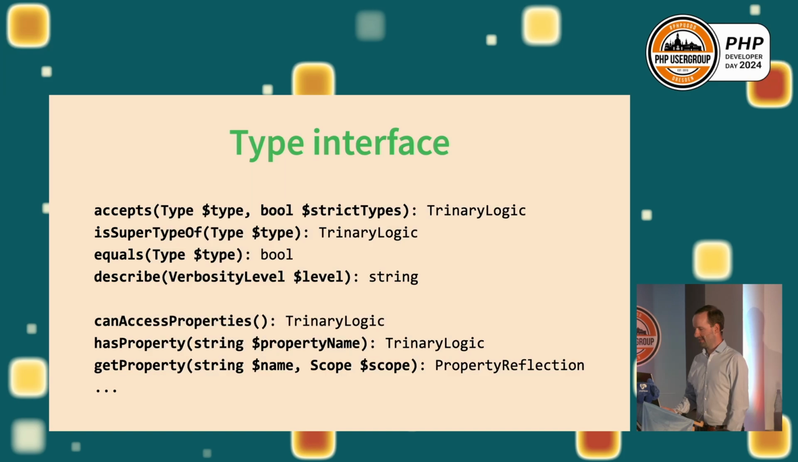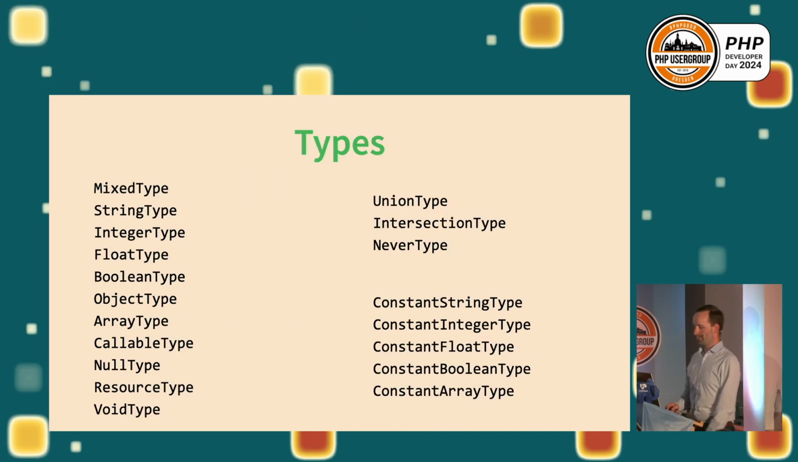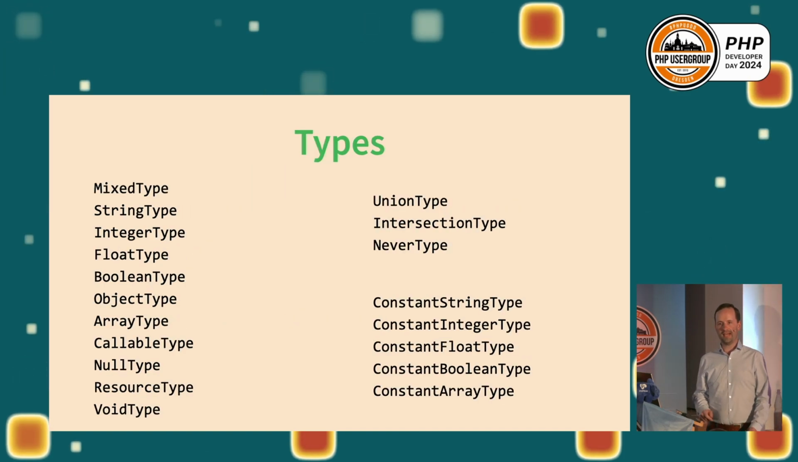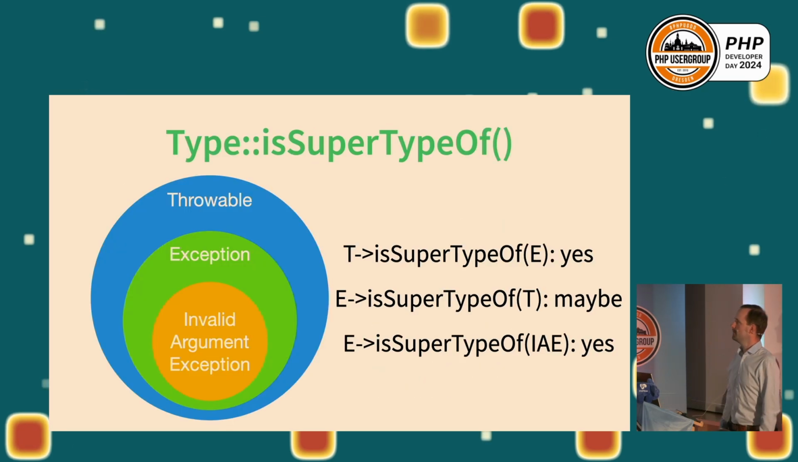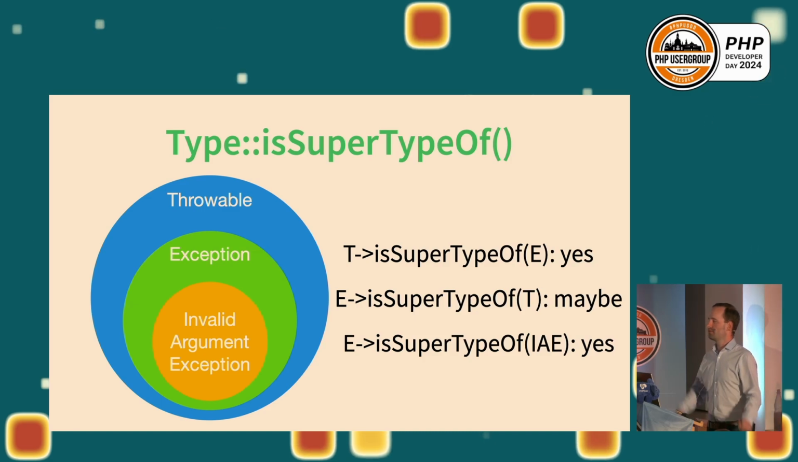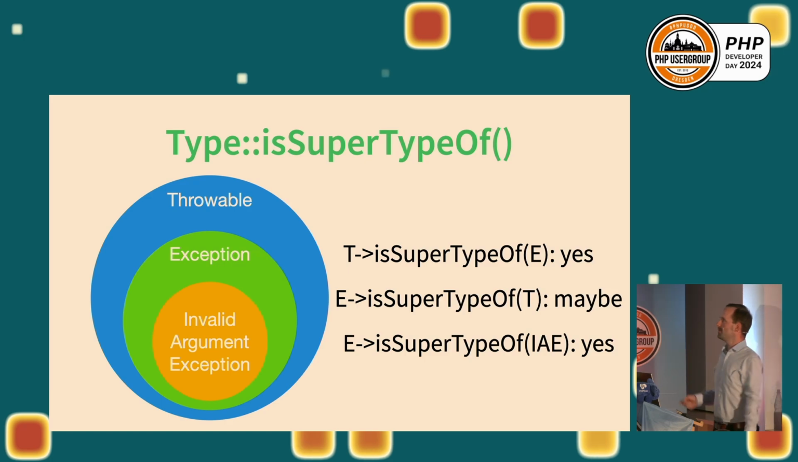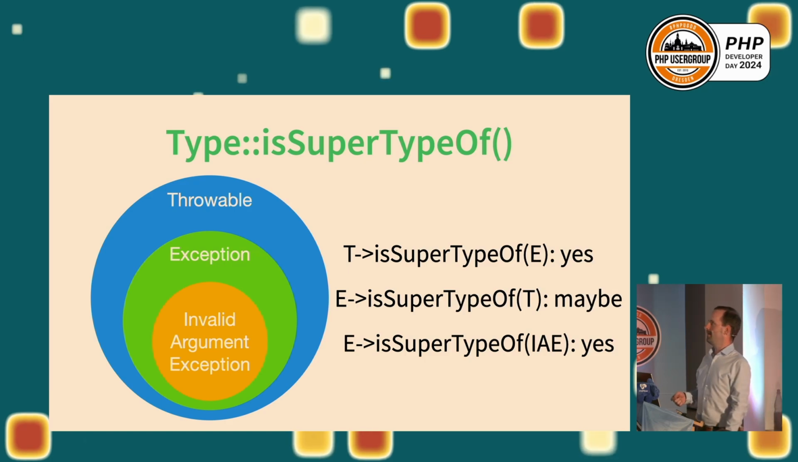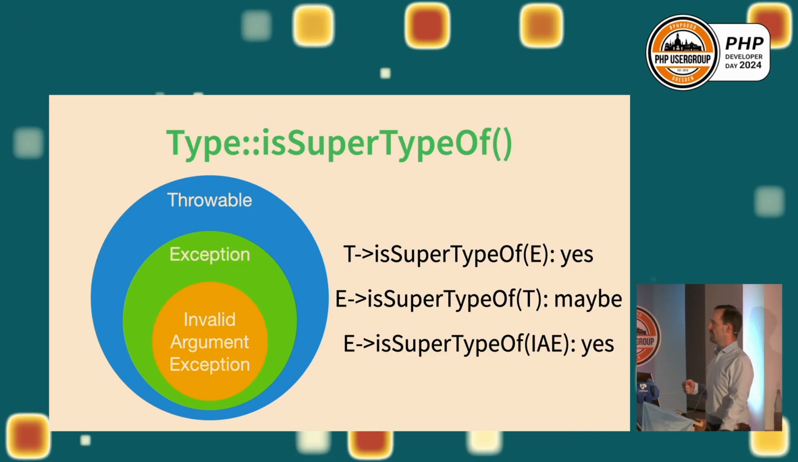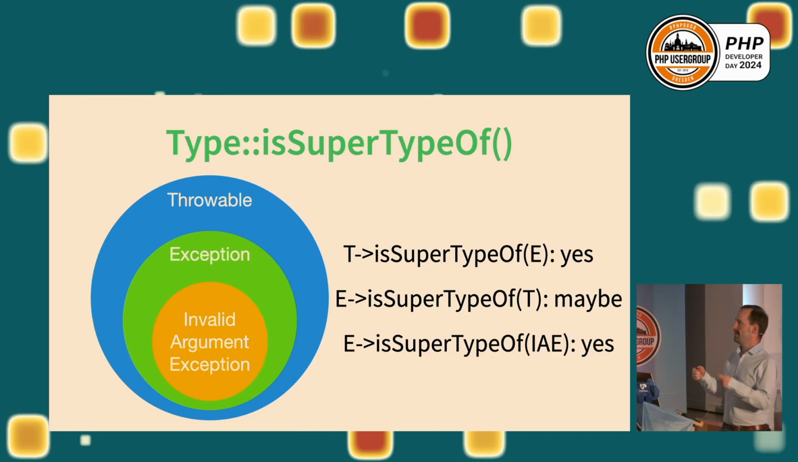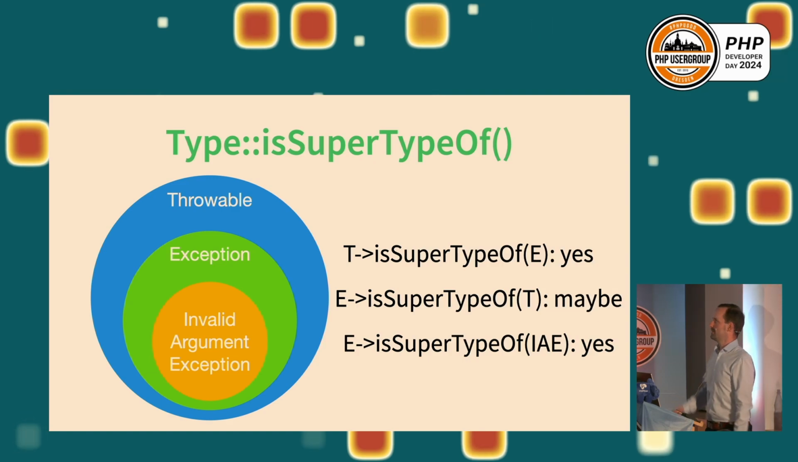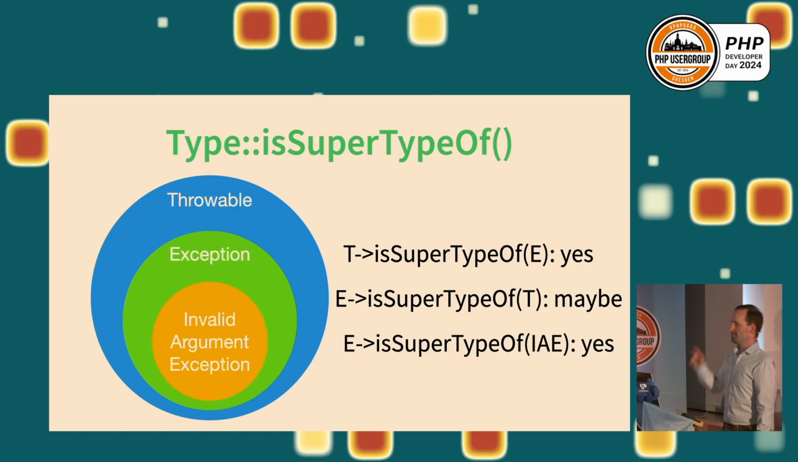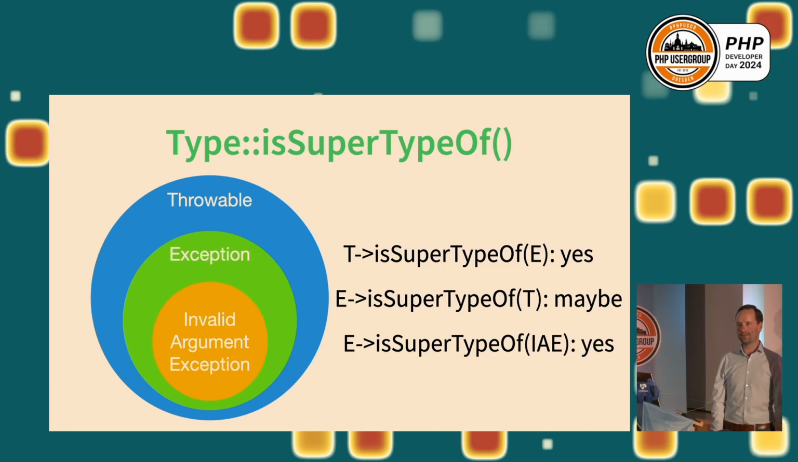And it's really awesome. So in order to understand isSupertypeOf, I need you to imagine types as circles or as Venn diagrams. So this is a hierarchy, for example, of throwables. Throwable is the blue circle, the biggest type, and all the exceptions are inside the throwable type. And all the invalid argument exceptions are inside the exception type. So you can imagine these types as overlapping circles. And isSupertypeOf is going to tell us how these types relate to each other.